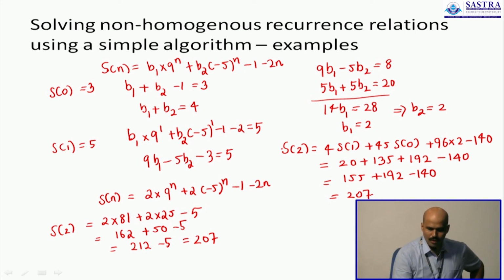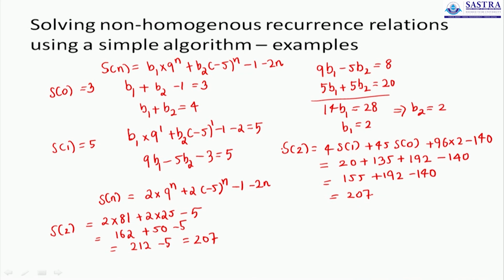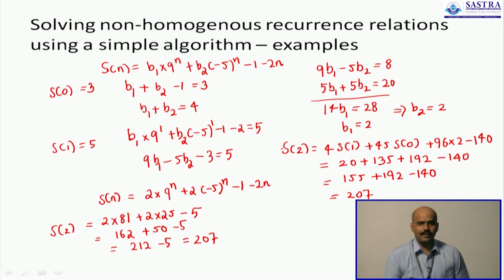So we've got both answers to be the same, and this is how you solve a non-homogeneous linear recurrence relation. This method is to be followed without any deviations to completely solve any non-homogeneous linear recurrence relation.